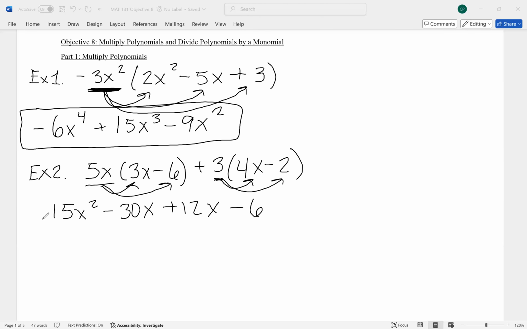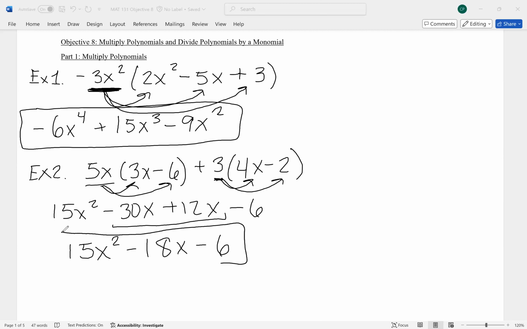All right. When we have these 4 terms laid out, we're going to look and see if we have any like terms that we can combine. And then we're going to make sure it's in descending order. So this negative 30x and this positive 12x, those terms are alike, so we can combine them. And we will have 15x squared minus 18x minus 6. That will be our final answer. Okay?